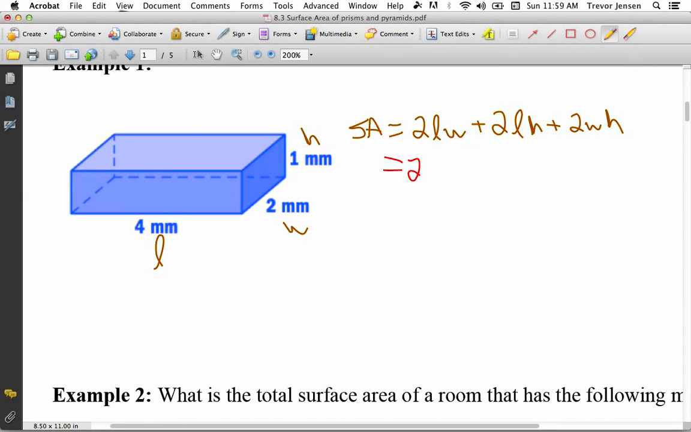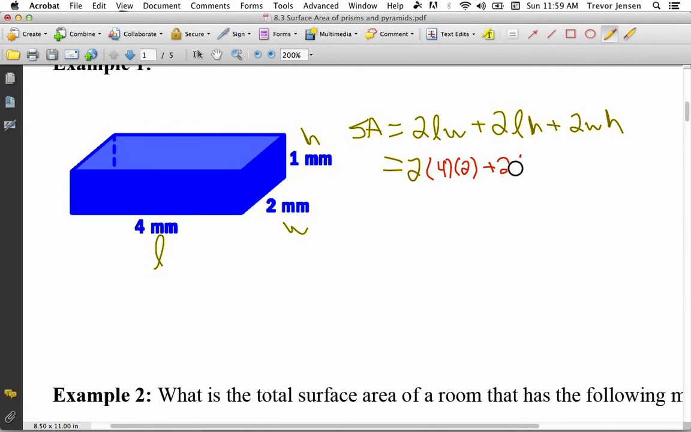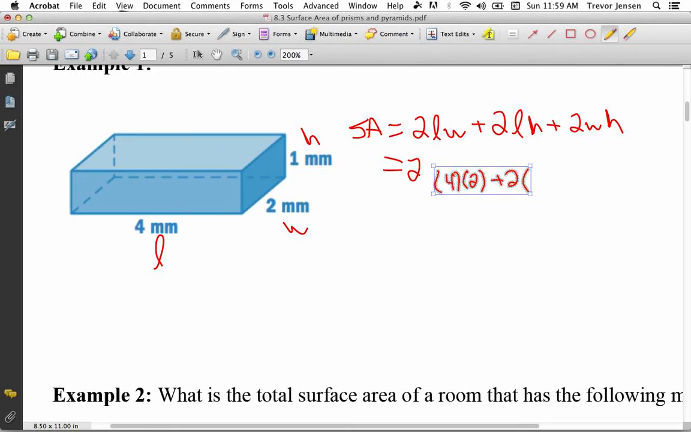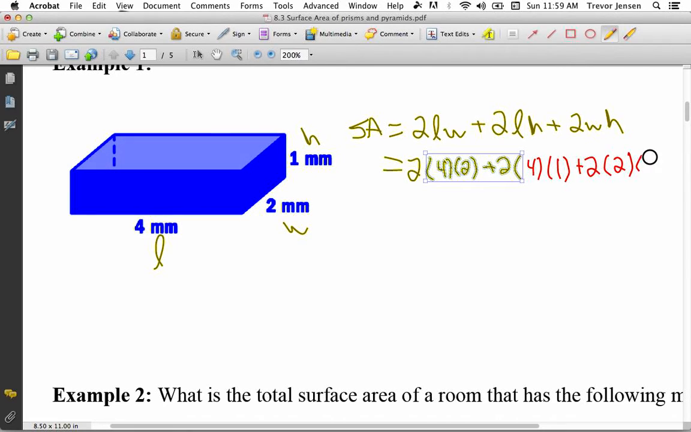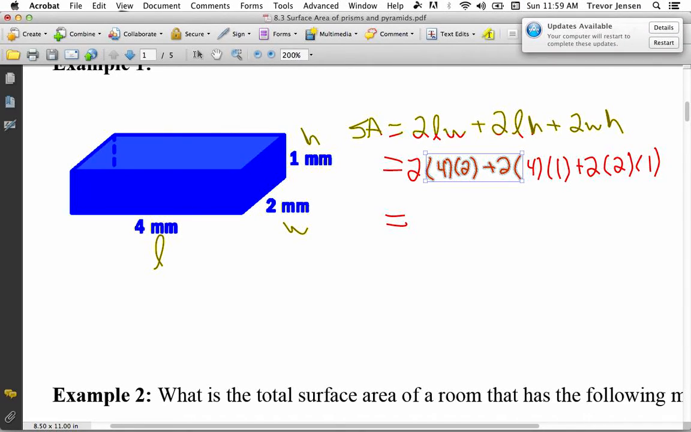2 times L times W, so 2 times 4 times 2, plus 2 times L times H, so 2 times 4 times 1, plus 2 times W times H, 2 times 2 times 1. And let's figure this out. 2 times 4 times 2 gives me 16.